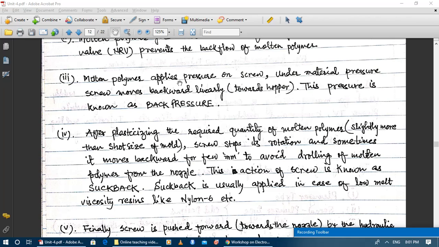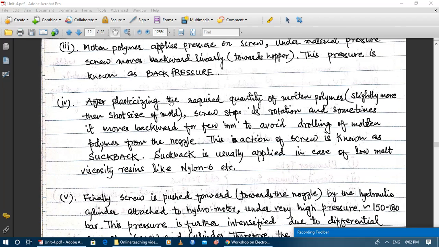Molten polymer applies pressure on the screw. When it gets accumulated in front of the screw, it applies a pressure on the tip of the screw. Under the material pressure, the screw moves backward linearly towards the hopper. This pressure is known as the back pressure. So back pressure is the pressure exerted by molten polymer onto the tip of the screw.